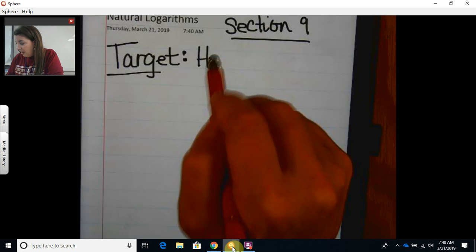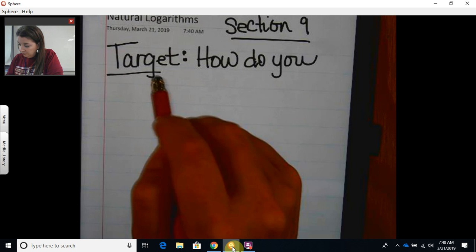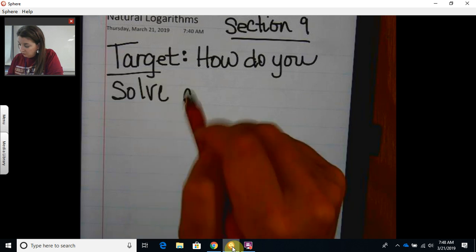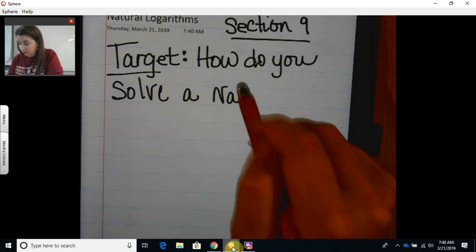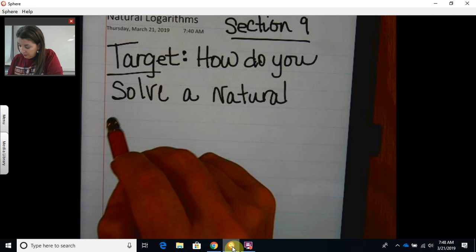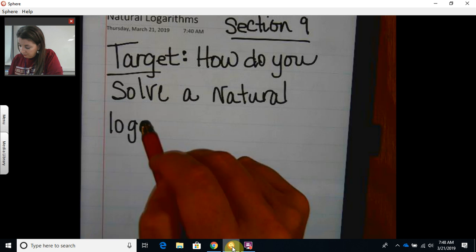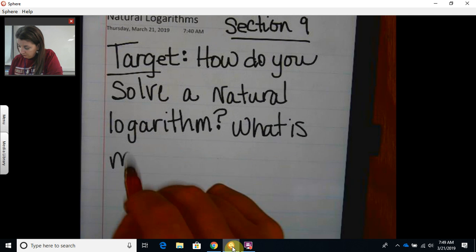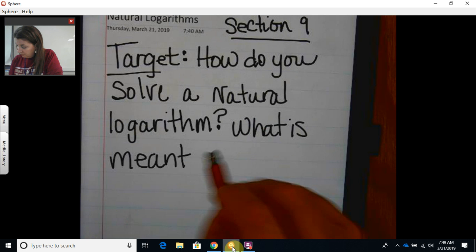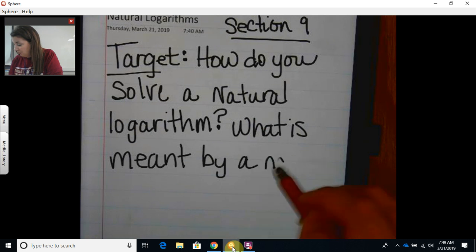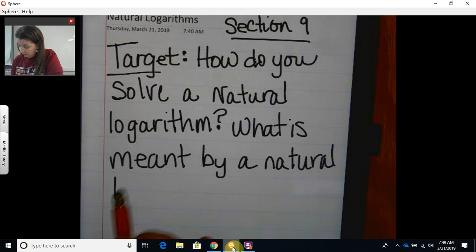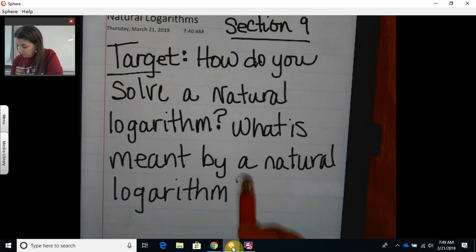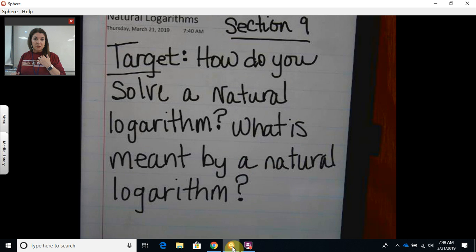How do you solve a natural logarithm? What is meant by a natural logarithm? How do you solve a natural logarithm, and what is meant by a natural logarithm?